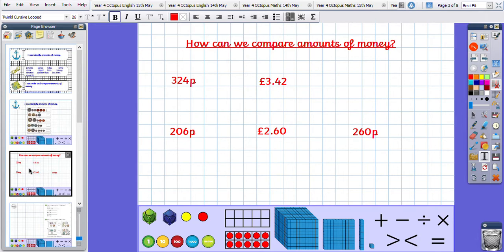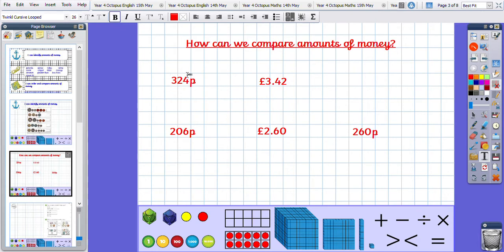Okay, so how can we compare amounts of money? Looking at these 5 different amounts, we can see they're not all in the same unit of measure. So question 1 is asking you to compare 324 pence with £3.42. We need to make sure that we are always using the same unit of measure, so we need to make them all pence or all into pounds and pence, so all as a decimal number or all as a whole number. We typically wouldn't say we've got 324 pence, but we would say we've got £3.42.